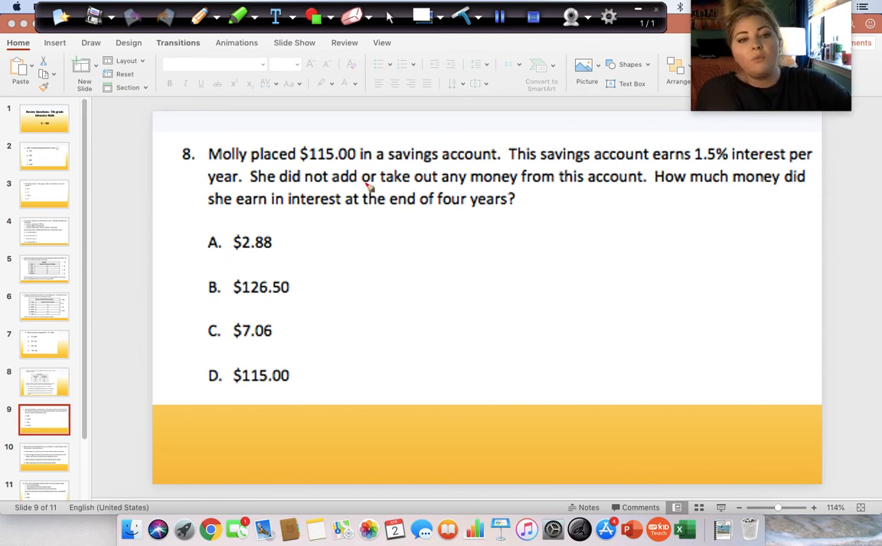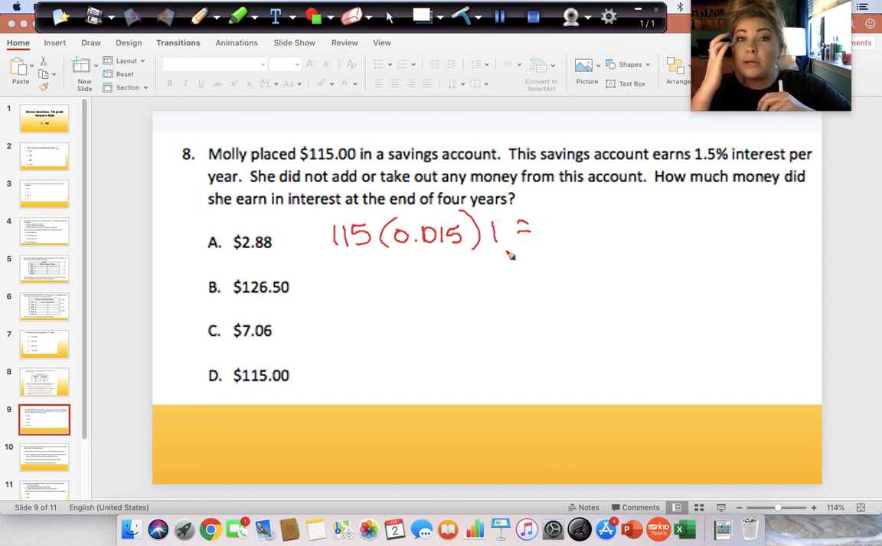Okay, but here we want to find the interest that she's building on her own money each year. So we are still going to multiply the principal times the rate, which is this, times the time of 1 year, because that's what we're starting out with. We're starting out with $115 in this account, and we want to see what 1.5% interest is on this for the first year.